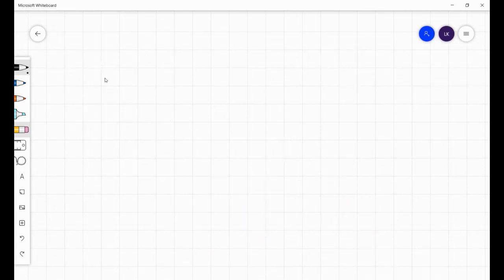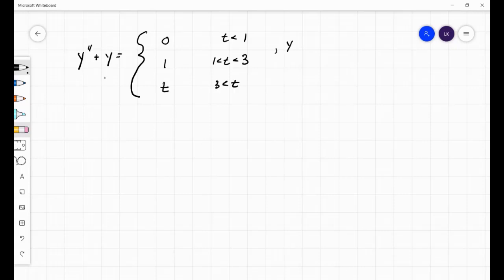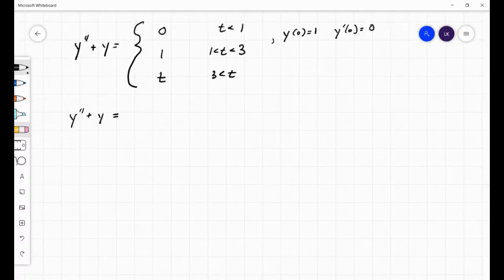So the next example, we're going to solve a differential equation with initial values, where the right-hand side function is piecewise. The function is equal to 0 before time equals 1. It is 1 between time equals 1 and 3, and it's going to be equal to t afterwards. y at 0 is 1. y prime at 0 is 0. So we're going to use Laplace transform to do this, but before we do that, we have to rewrite this piecewise function as a single expression using step functions.